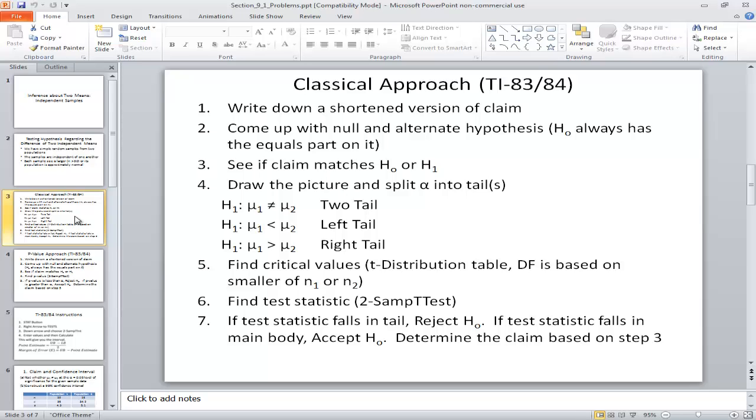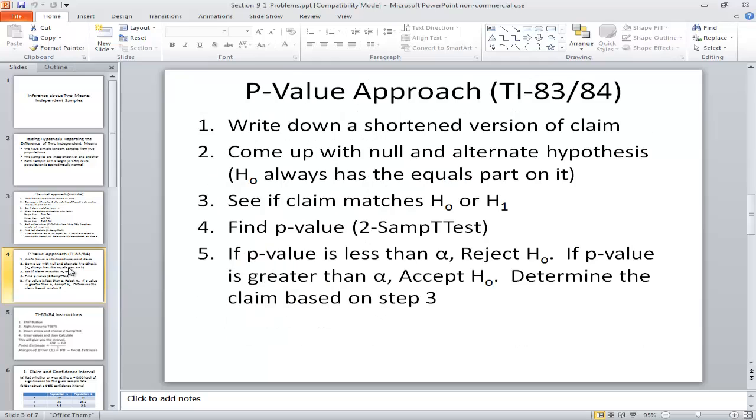Now here's the classical approach using the TI-83, TI-84, and we're not going to do that in this video. This is going to focus on the p-value approach. And here's the p-value approach. Step 1, write down a shortened version of the claim. Step 2, come up with a null and alternate hypothesis. H0 always has the equals part on it. Step 3, see if the claim matches H0 or H1. Step 4, find a p-value, and that's using a two-sample t-test. And step 5, if p-value is less than alpha, reject H0. If p-value is greater than alpha, accept H0. And then determine the claim based on step 3.